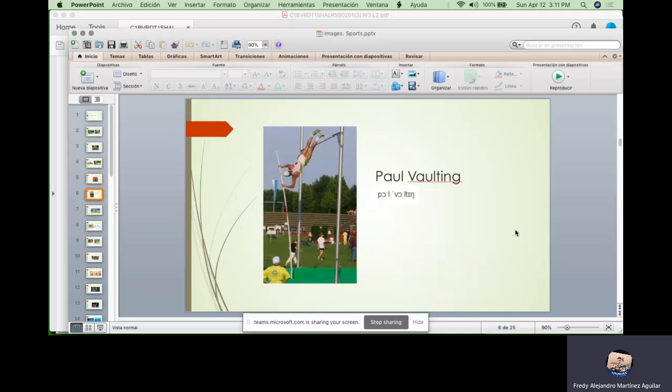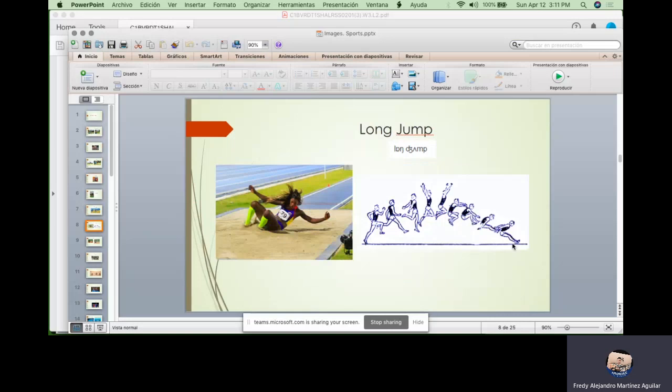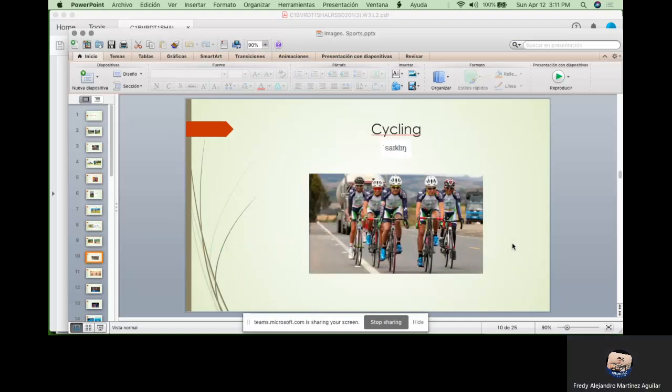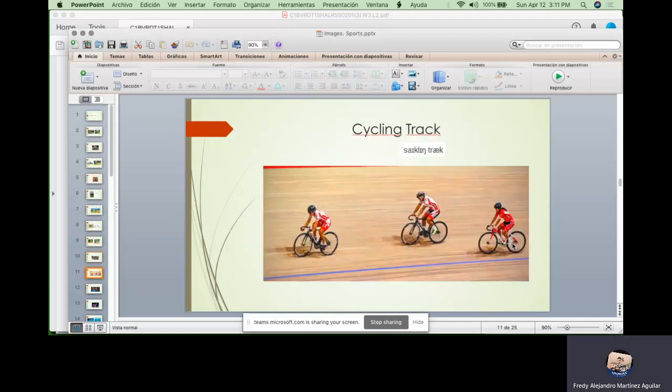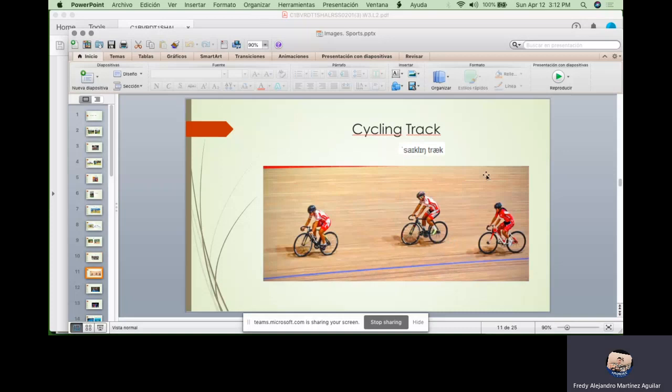You have the pole vaulting. That is with a long stick. That is the high jump, the long jump, the baseball, the cycling track. That's different, because remember the cycling is, for example, Nairo Quintana and someone like him. And the cycling track is just in a circle like this. You have to follow one of these.